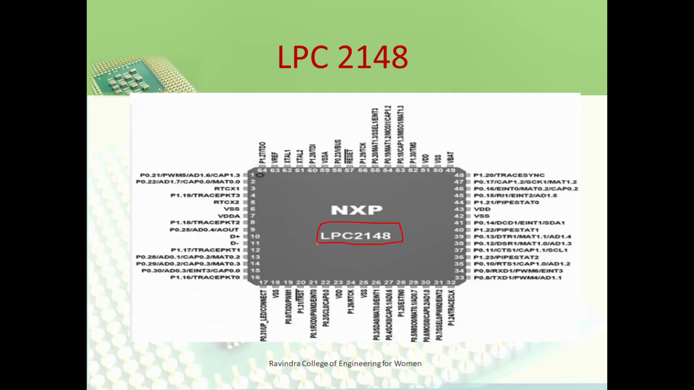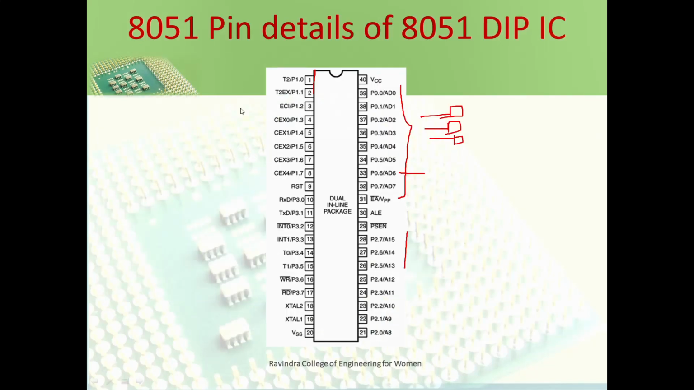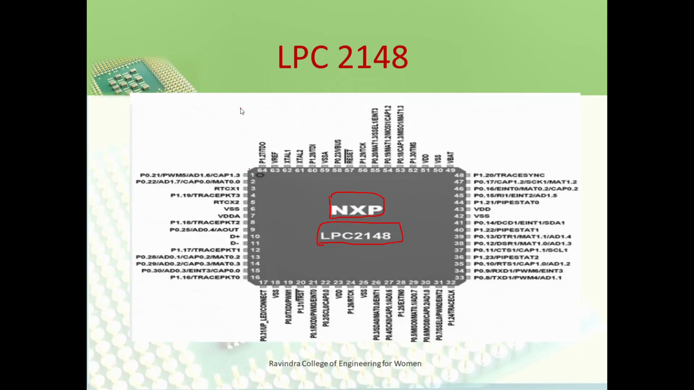This is a microcontroller made by a company called NXP. Basically NXP is a company. You can find that this is a 64 pin IC. The microcontroller we saw earlier was only 40 pin. But here in NXP, it is a 64 pin IC. So definitely a 64 pin IC is going to control a lot more applications compared to the 8051 microcontroller, right?